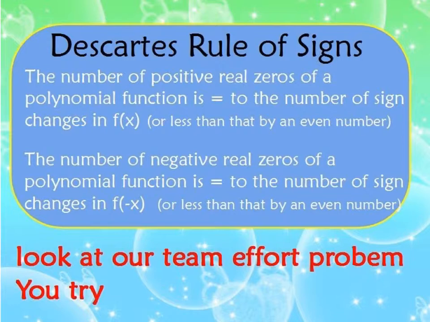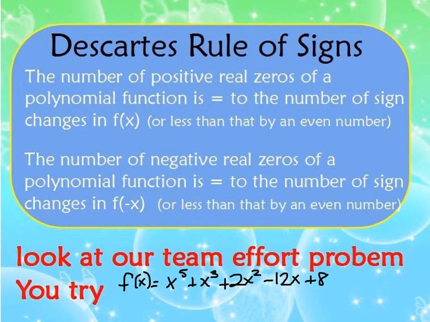The number of negative real zeros of your function is going to be equal to the number of sign changes in f of negative x, or less than that by an even number. So let's look at what this means. We're going to go back to our team effort problem. So flip back in your notes to that team effort problem, and let's look at what that was.